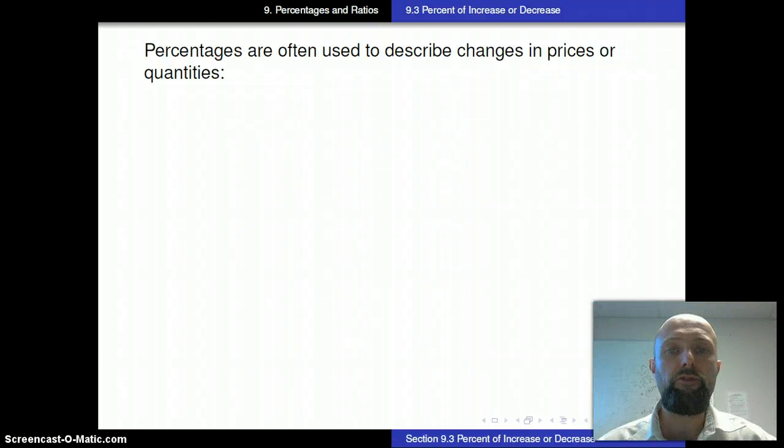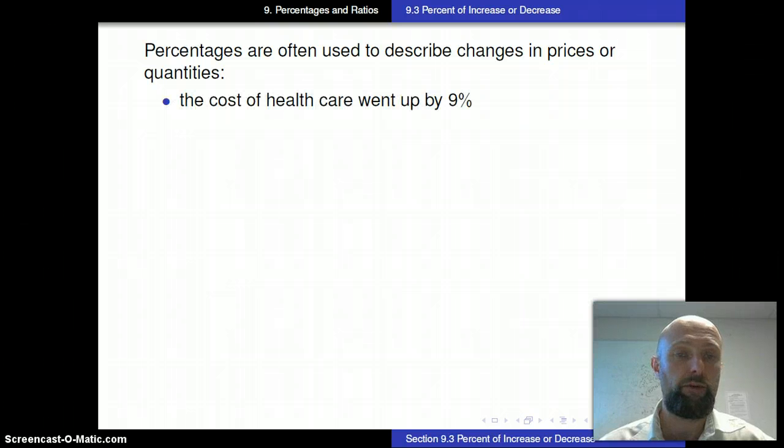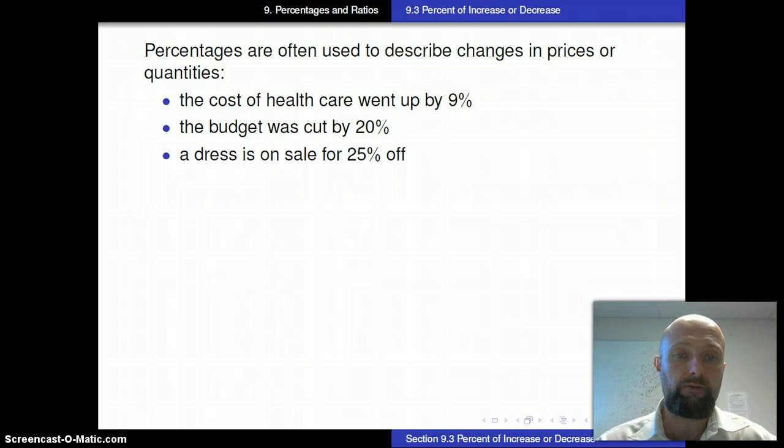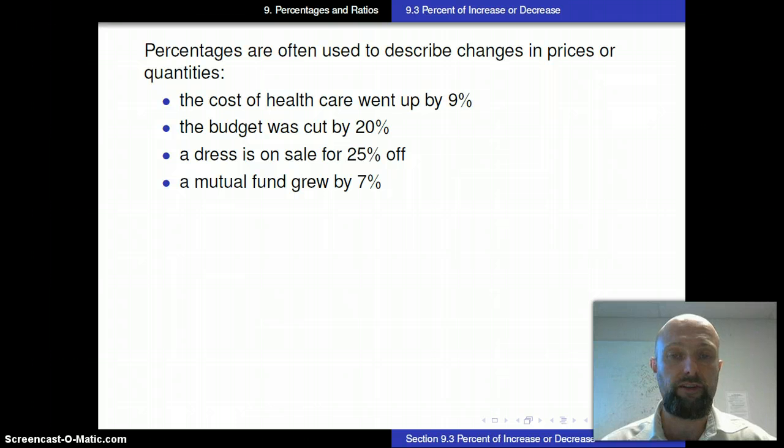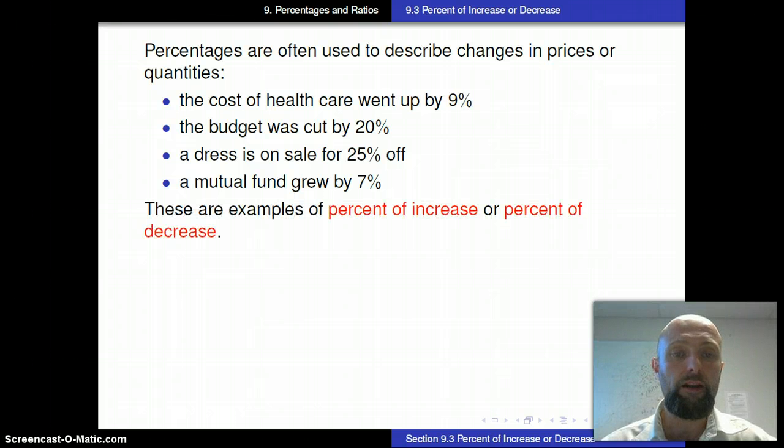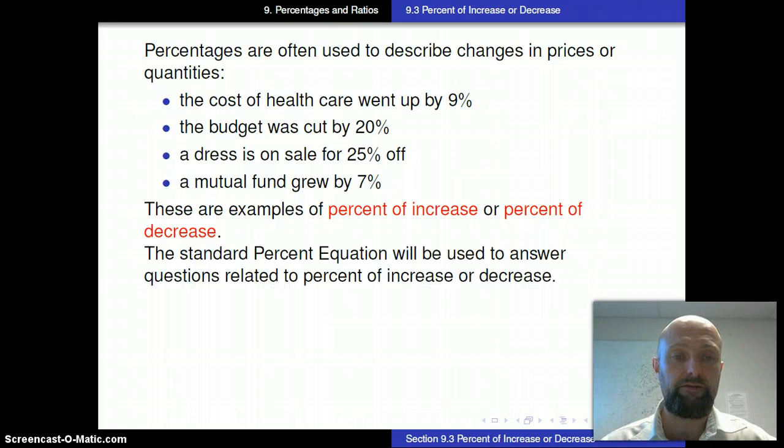Percentages are often used to describe changes in prices or quantities. For example, the cost of healthcare went up by 9%. The budget was cut by 20%. A dress is on sale for 25% off. A mutual fund grew by 7%. These are examples of percent of increase or percent of decrease.